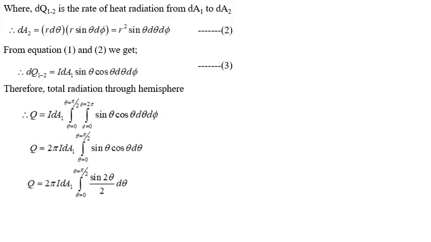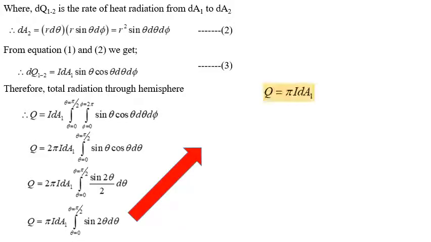Simplifying further, we know sin theta into cos theta is equal to sin 2 theta by 2, with the integration limits theta from 0 to pi by 2. The 2 gets outside, so the 2 cancels, leaving pi into I into dA1 times the integral of sin 2 theta d theta from 0 to pi by 2. Simplifying, we will get q is equal to pi I dA1.